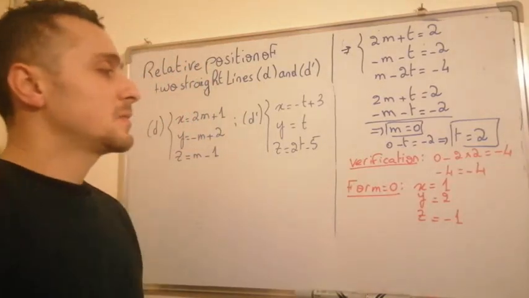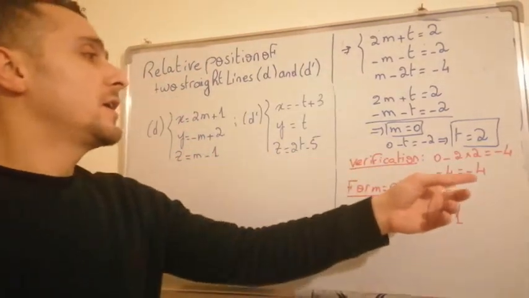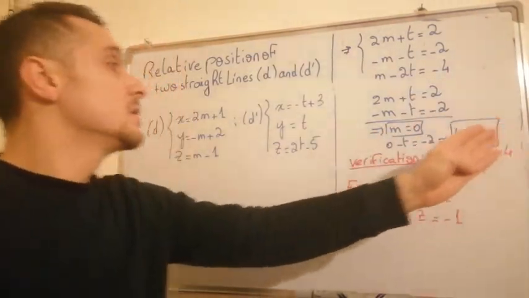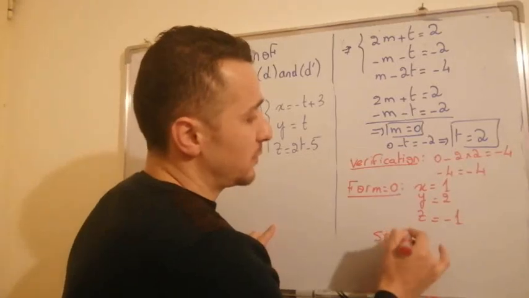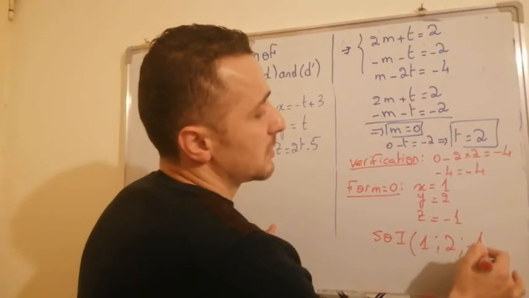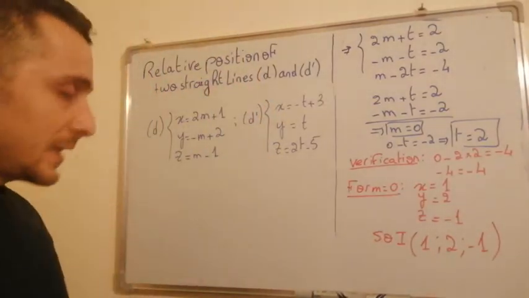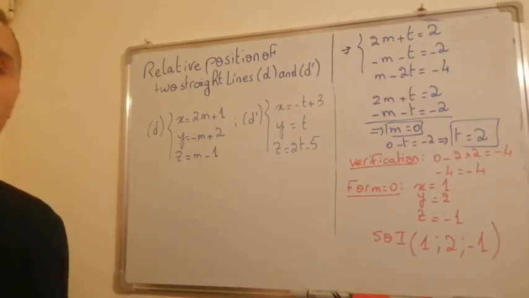We can do the replacement of m equals 0 in the first line, or we can do the replacement of t equals 2 in the line d prime. So the coordinates of point I are 1, 2, minus 1. And this way we finished the intersection between two straight lines d and d prime.